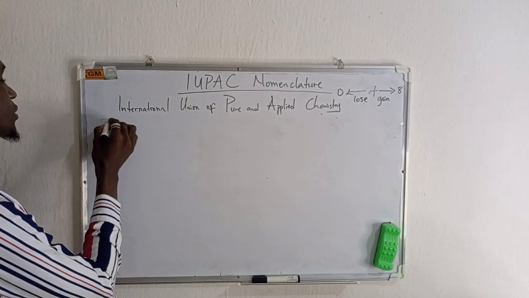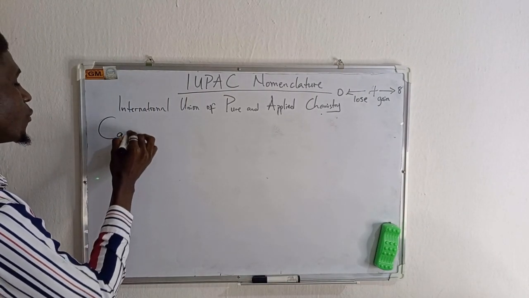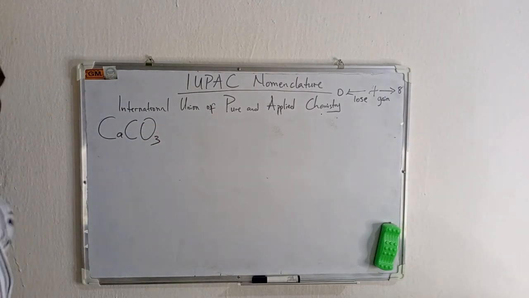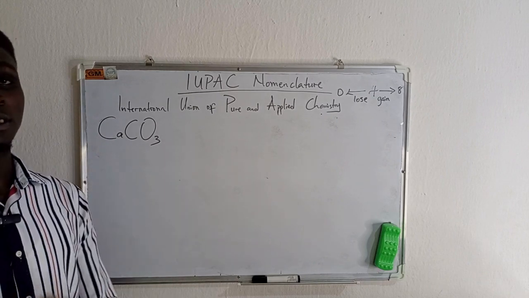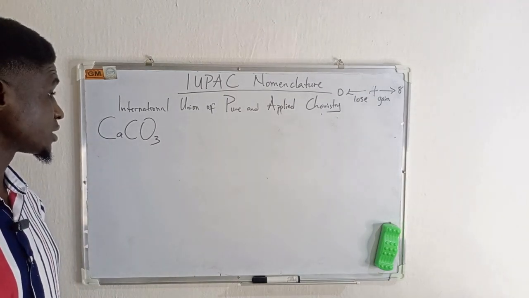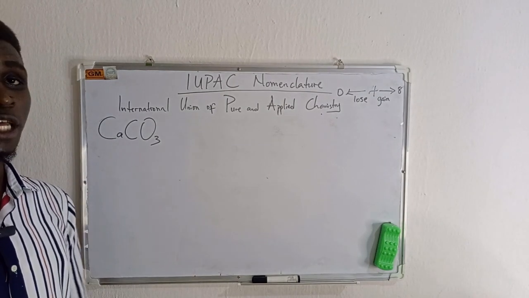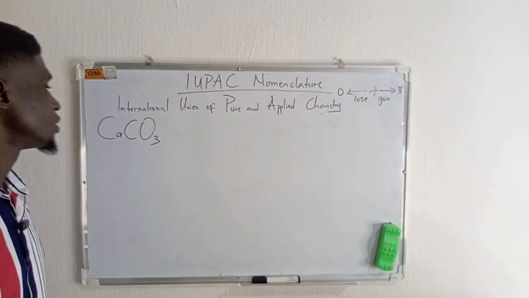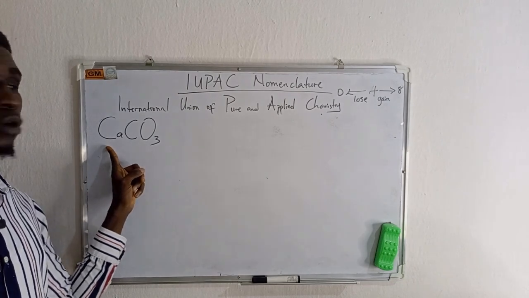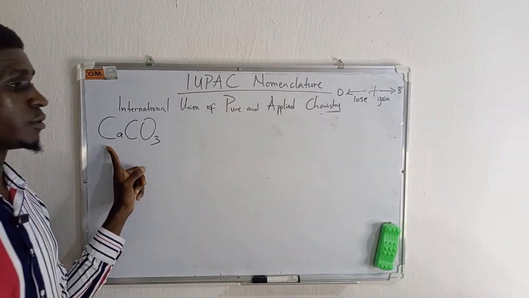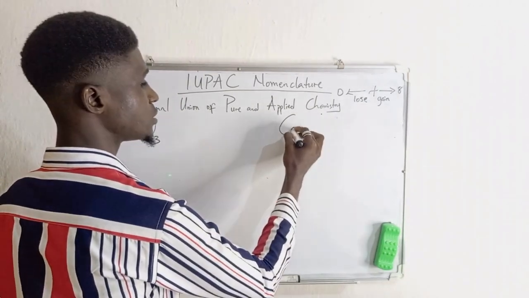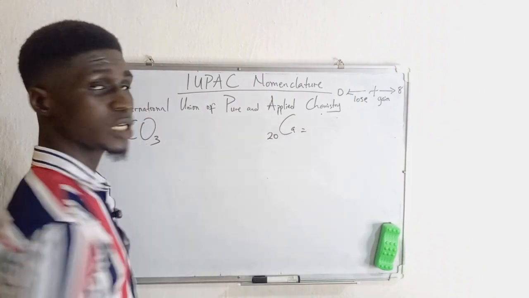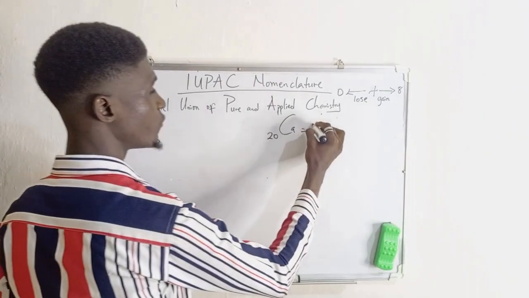Let us determine the IUPAC name for calcium carbonate. Calcium carbonate is a correct name for this, but it is the common name, not the IUPAC name. How do we find the IUPAC name? First thing is to know the oxidation number of calcium, right? So calcium is atomic number what? 20.